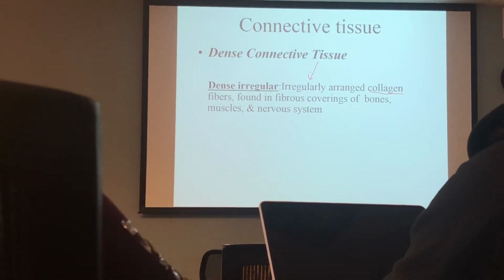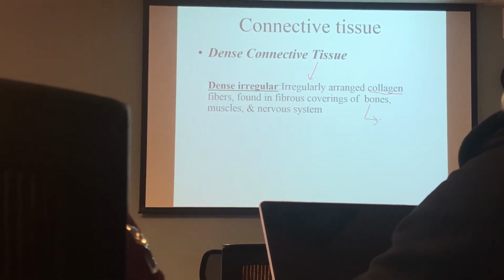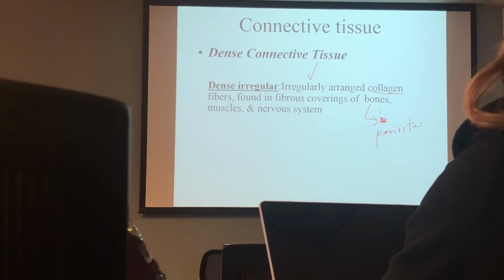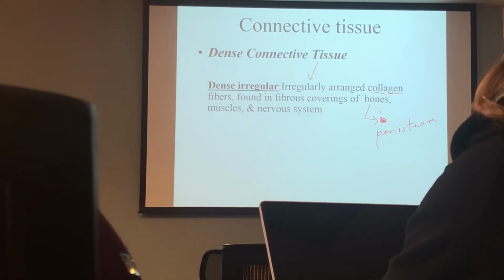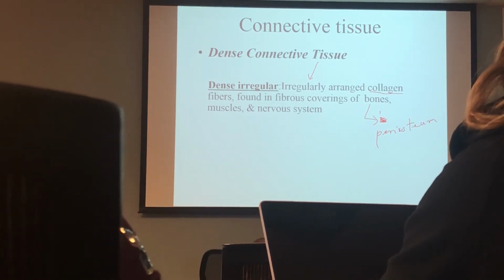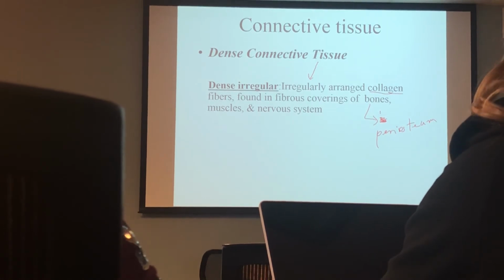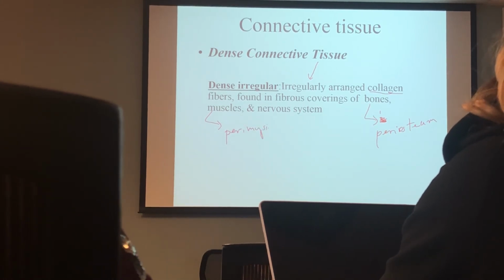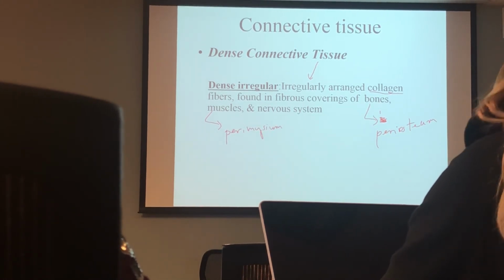Where do you find this tissue? You find it in the fibrous coverings of bones. So, you have what's known as your periosteum. Okay, periosteum. That's considered dense irregular CT. Perimysium, okay, that's considered a CT that surrounds muscle.